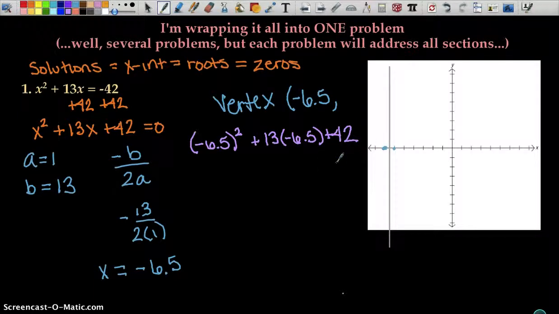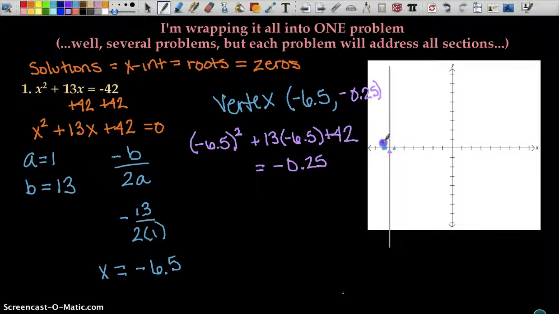And let's see here, I'm going to go ahead and do this real quick for you. So negative 6.5 squared plus 13 times the negative 6.5, and then plus 42, and you end up getting negative 0.25, or about 1/4. All right, so when we are graphing this, because these are decimals, we just make an estimation. So we go over negative 6.5 and go down about 1/4. So that means the vertex really is only about right here.